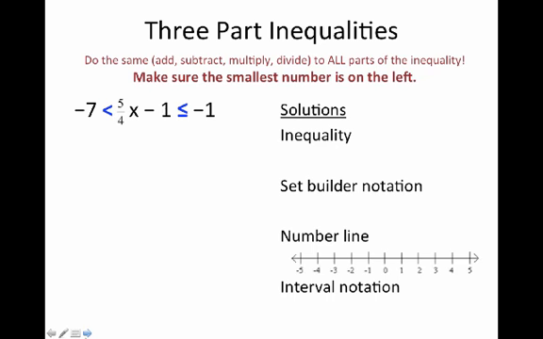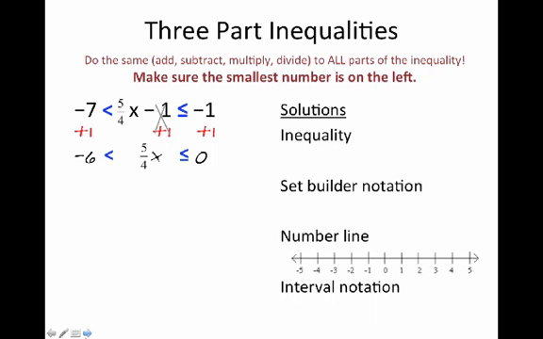Here's another one. Negative 7 is less than 5 fourths x minus 1, which is less than or equal to negative 1. We want to get the x by itself. To start with, I want to get the x term by itself. So I'm going to add 1 to all 3 parts of the inequality. Negative 7 plus 1 is negative 6. My negative 1 plus 1 is 0, so in the middle I've just got 5/4 x.